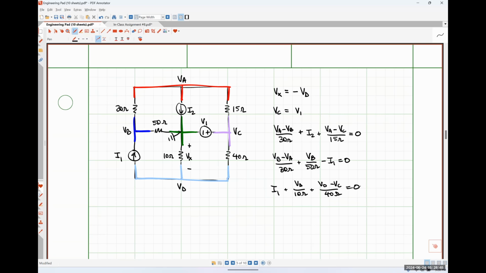Austin, is that sufficient, setting things up and all that kind of jazz? Yes, sir, that makes sense. Quick question. I've been working at how you're working it here, but for example, when you do the VD over 10, it's VD minus the other node, but you add VD over 10, even though you're going through the negative polarity terminal of VX.